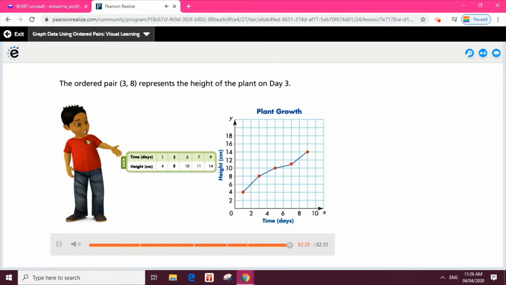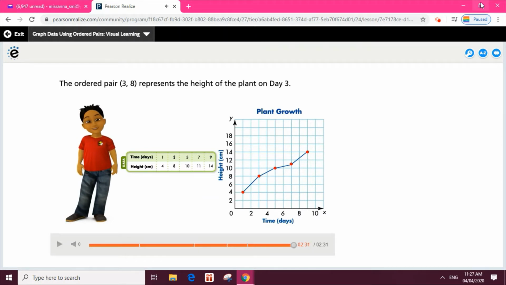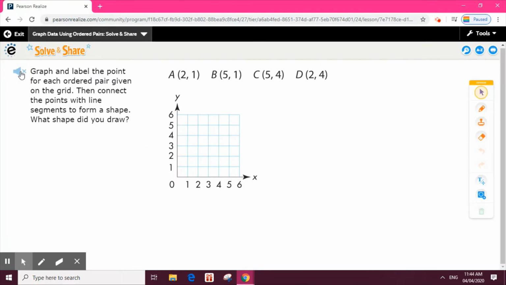Now you know how you graph a point on a coordinate grid. Graph and label the point for each ordered pair given on the grid. Then connect the points with line segments to form a shape. What shape did you draw? We have the points A, B, C, and D. From point A, we have 2, 1. Remember, we have x coordinate and y coordinate. From x coordinate, we need to move from the horizontal axis. And from y coordinate, we need to move from y axis.